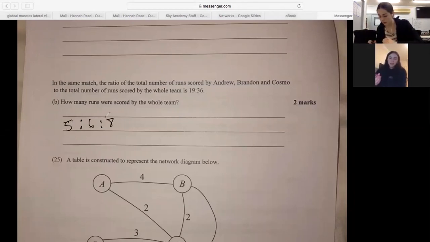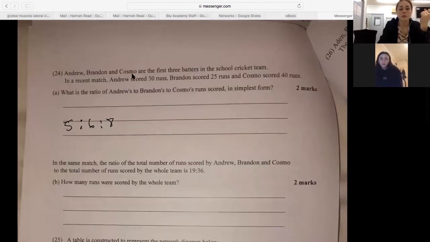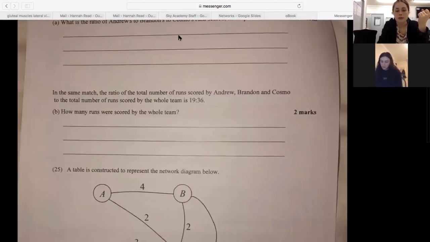5, 6, and 8. It doesn't matter what order they go in. Just keep the same as what was up here. So was it 6, 5, and 8? Yeah. Okay. It does matter for the first question. I'm not sure about this one. So 6, 5, and 8.